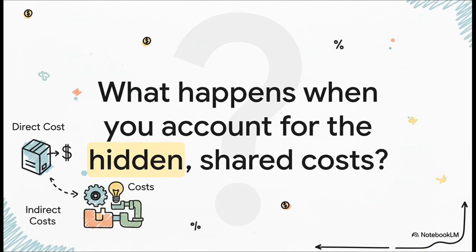What about the rent for the factory? The electricity bill that keeps the lights on? Or what about the salary of the plant manager who oversees, well, everything? These are those kind of hidden shared costs that don't neatly tie to any one product. And you know what? Ignoring them is one of the biggest blind spots in all of finance.